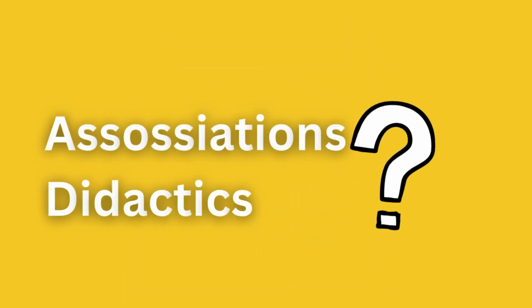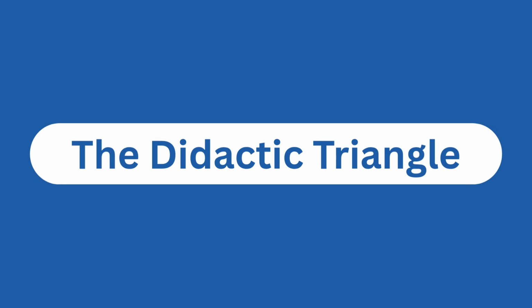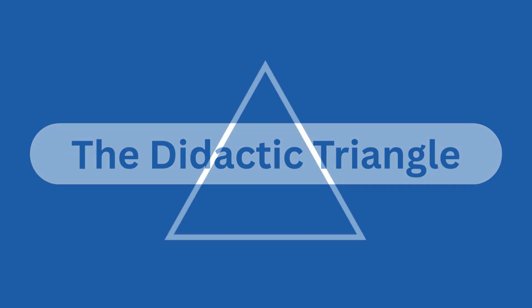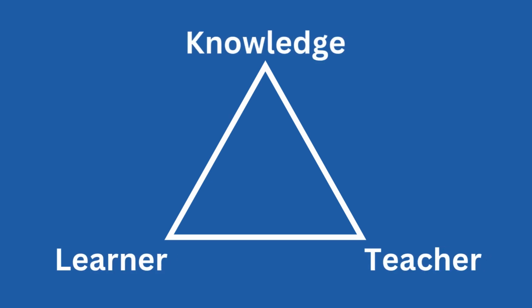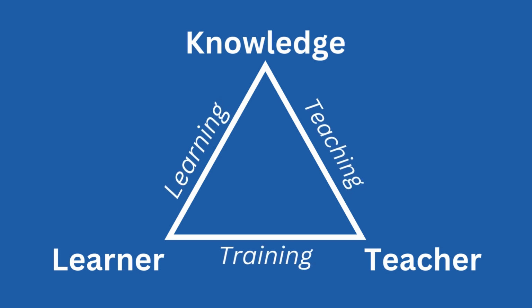What are the main associations in didactics? The main associations in didactics compose the didactic triangle. The didactic triangle includes the elements knowledge, teacher, and learner, with respective relations between each pair of elements.